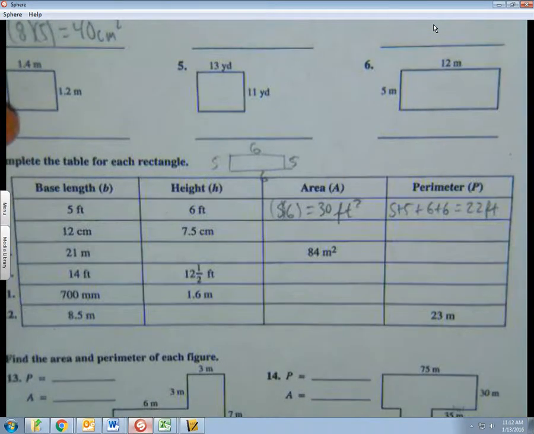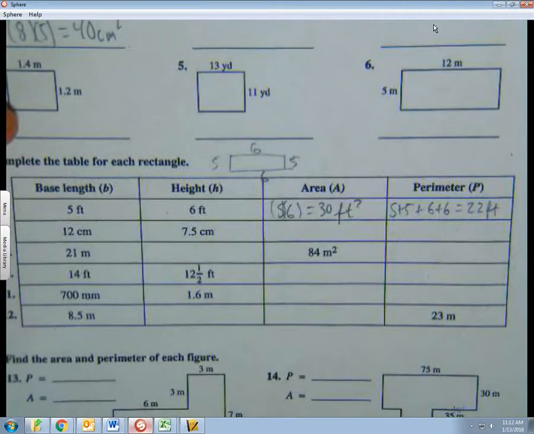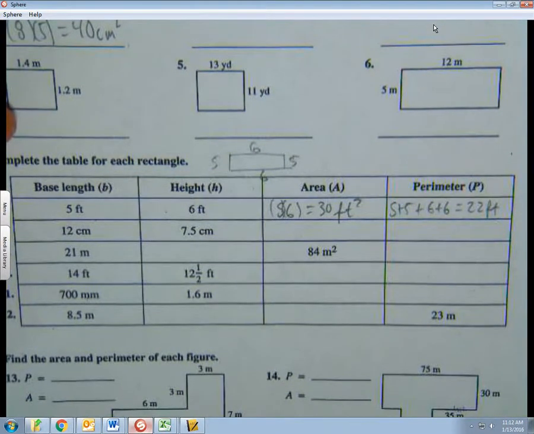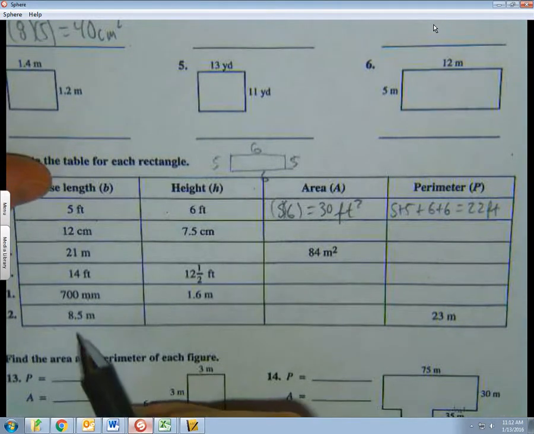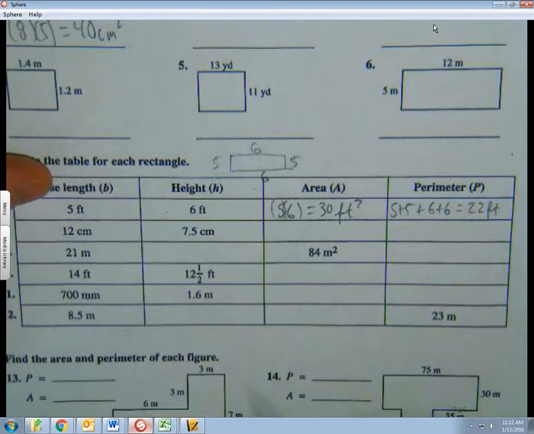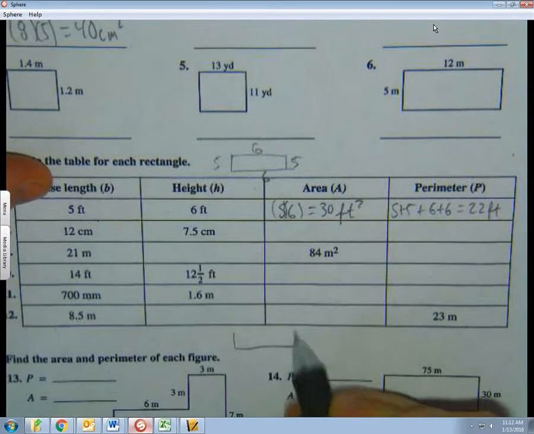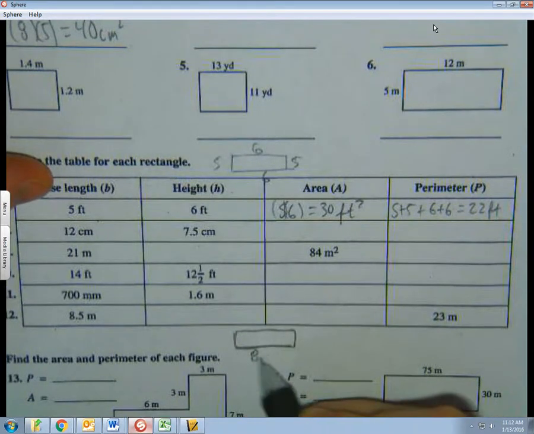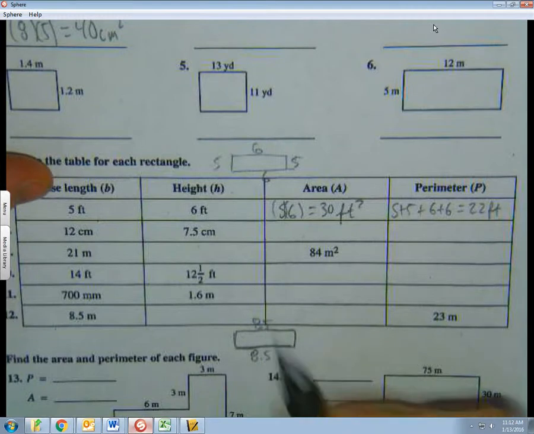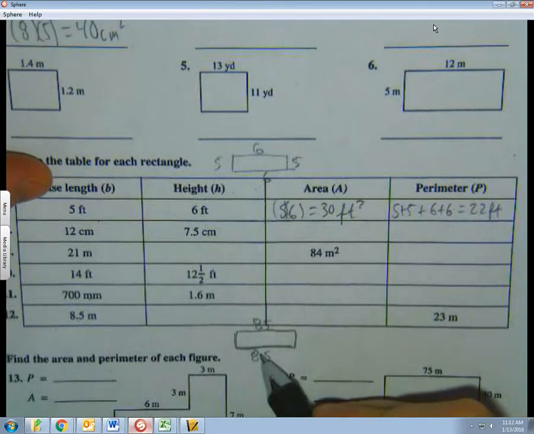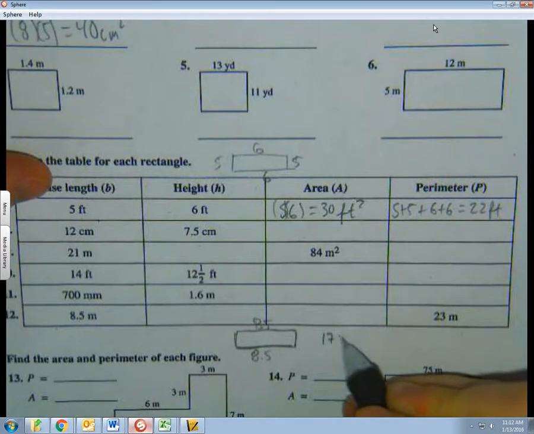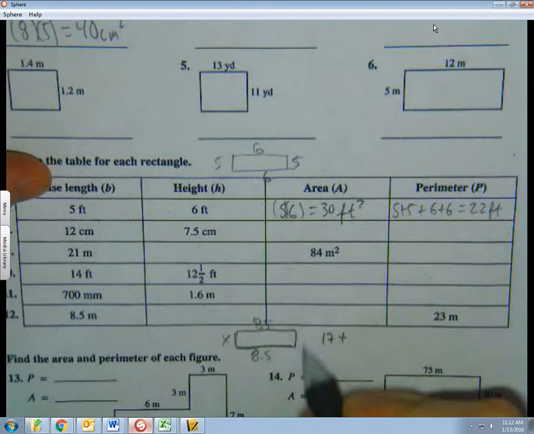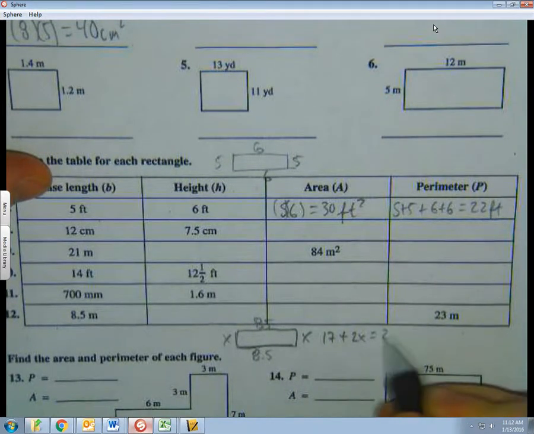Well, what happens when we go backwards or something like that? Let's look at this one. This one's probably the hardest. So the base length is 8.5 and the perimeter is 23. So I would say, let's draw a picture. This is 8.5. This is 8.5. If we add them all up, 8.5 plus 8.5 is 17. 17 plus this is x and this is x, so that's 2x is 23. Should be able to solve that.